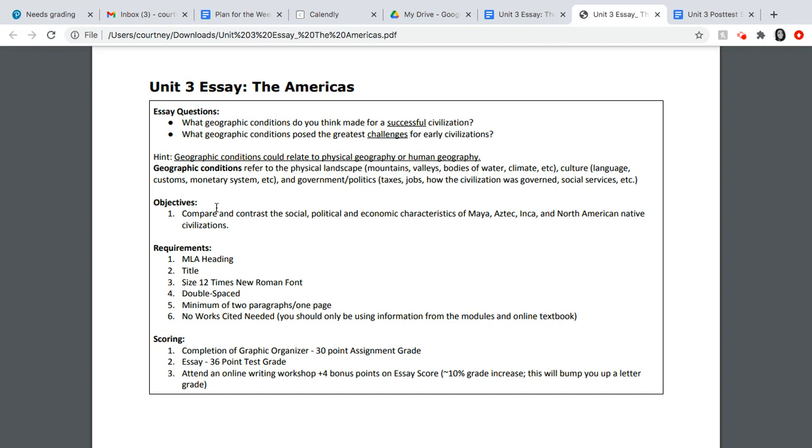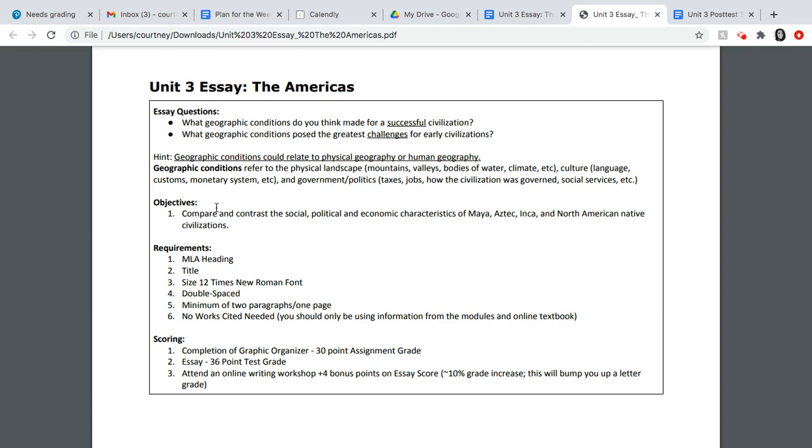You do not need a works cited page because everything should be coming from the Unit 3 modules or the online Pearson textbook. If you are ever using a source outside of Pearson, you do need to cite it. You don't need to use any sources outside of Pearson because everything's in there, but just make sure you're not trying to use Quizlet, Wikipedia, things like that for this essay.